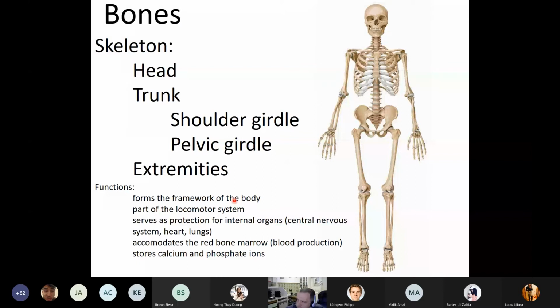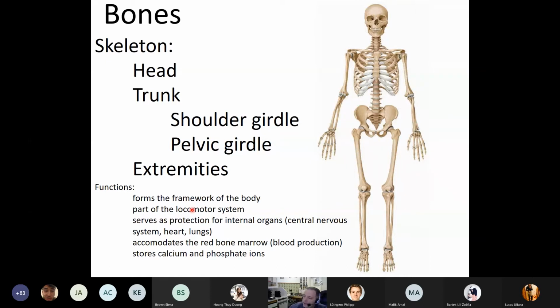Of course, everyone knows that the human body has a skeleton and it has parts. I don't think I have to introduce the head, the trunk, and the extremities, where we have the appendicular skeleton. In this semester, you will learn a lot about the skeleton. You will learn almost all the bones of the human body. But if I have to give a general introduction, I have to tell some functions also.